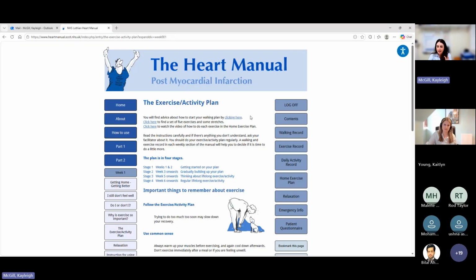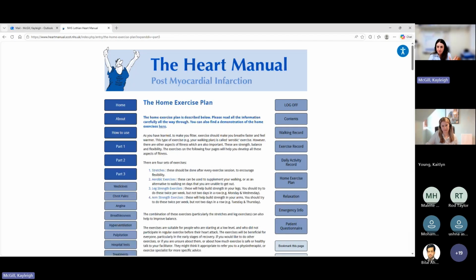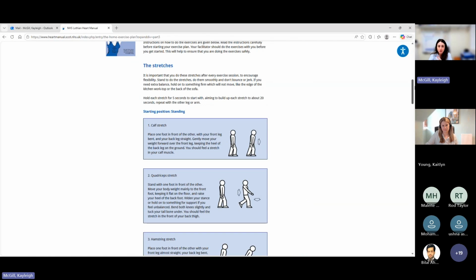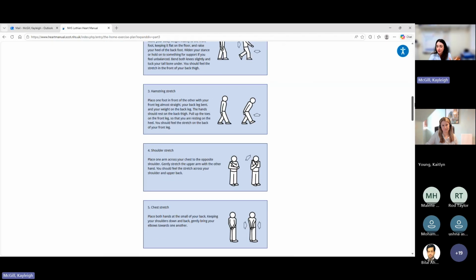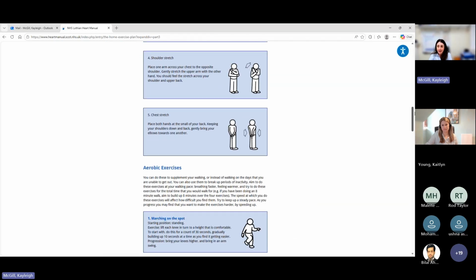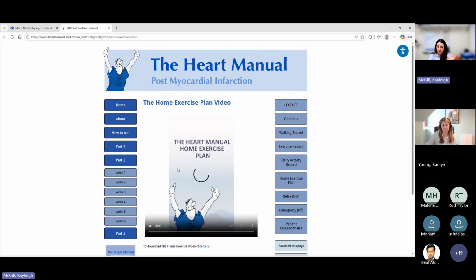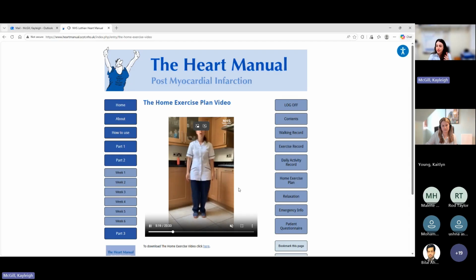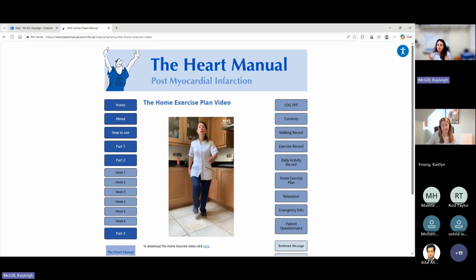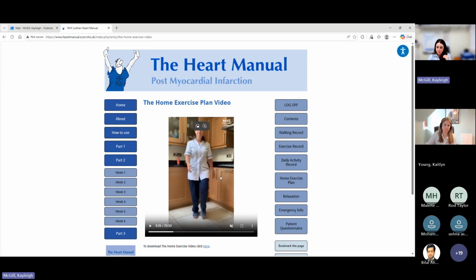The first link provides them with some guidance and advice on how to start building their walking plans. The second link provides them with some visual examples of recommended stretches, aerobic and strength exercises that they can then begin incorporating within their own exercise plans. And patients will also be provided with our at-home exercise plan video, which shows all of these recommended exercises in practice within their home environment, which they can then start engaging with.